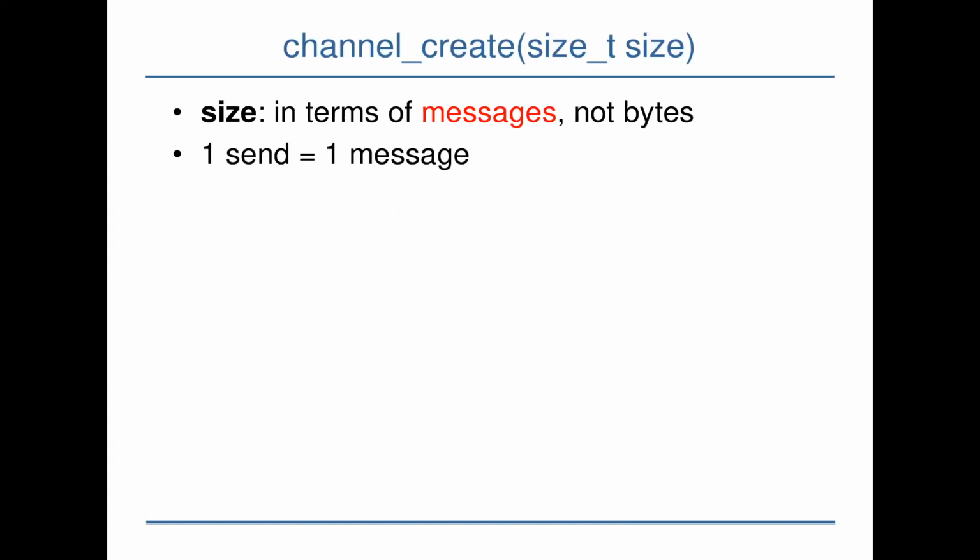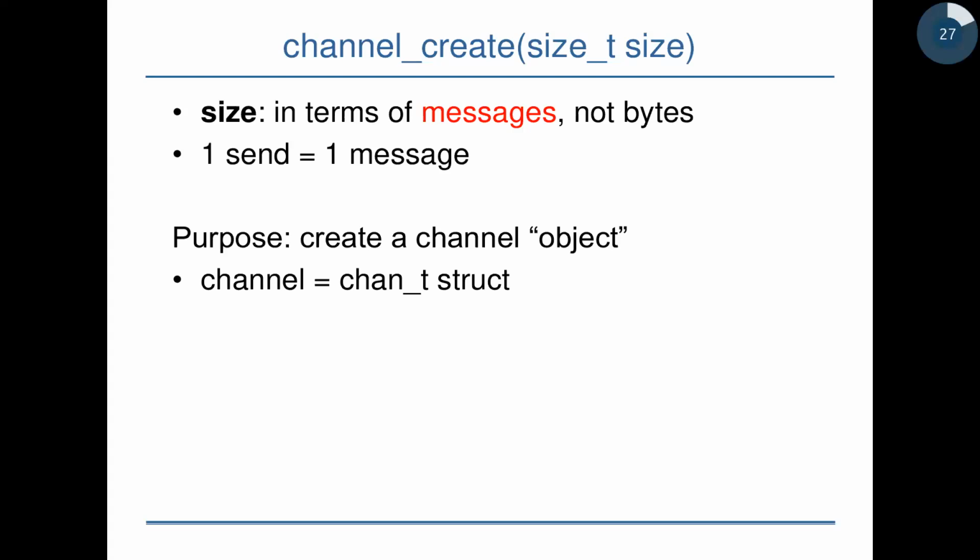We still have just a little bit of time. Let's look at some basic stuff so that you can get started with the project. For channel create, you will specify the number of messages. Don't confuse it, it's not the number of bytes. It's basically specifying how large your buffer is, how many messages you can hold. One send means one message. It doesn't matter whether the send was 10 bytes, 20 bytes, or whatever. Make sure you understand that. It's not a size in terms of bytes, it's a size in terms of messages.